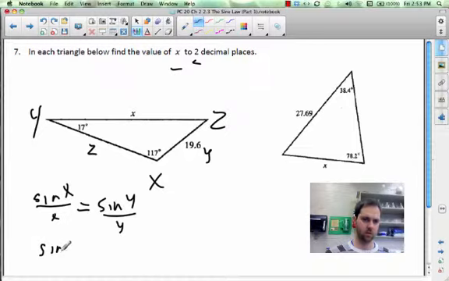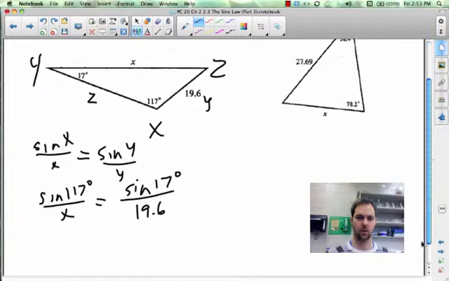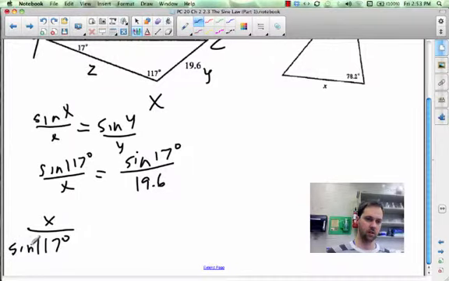So sine 117 over little x equals sine 17 over 19.6. Now, since we're solving for x, we might as well just start with it in the numerator so we don't have to worry about moving it to the other side. And this is perfectly acceptable to just flip both of these. But if you flip one, make sure you flip the other.